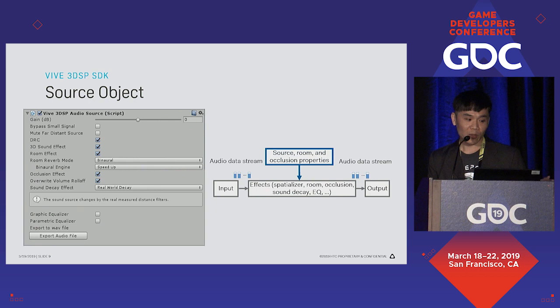The picture on the right-hand side is the process flowchart, and the block on the top is the source object. This source object records a lot of information, like the source position, room condition, occlusion properties, and so on. Then the process block gets the information. Finally, it switches its output, like the sound spatializer result, or sound decay model, and so on.